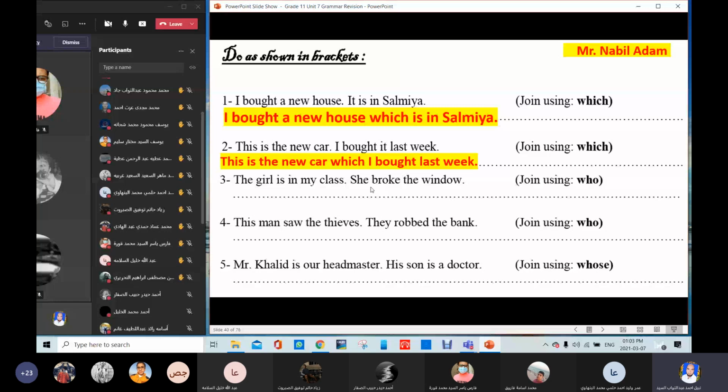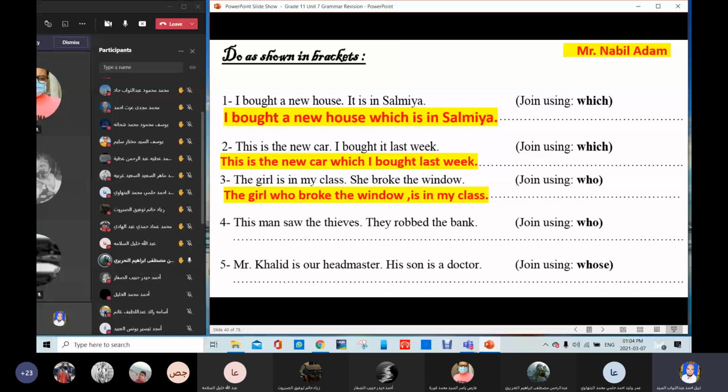Thank you, Ziyad. Number four, Abdurrahman Mustafa. This man saw the thieves, they robbed the bank. The same sentence, you had it last Thursday. Join using who. This man who saw the thieves. They robbed the bank. Captain Abdurrahman Mustafa, pay attention with me. Here the goal of joining, Abdurrahman, is deleting the repetition. Here, does it refer to this man or to the thieves?